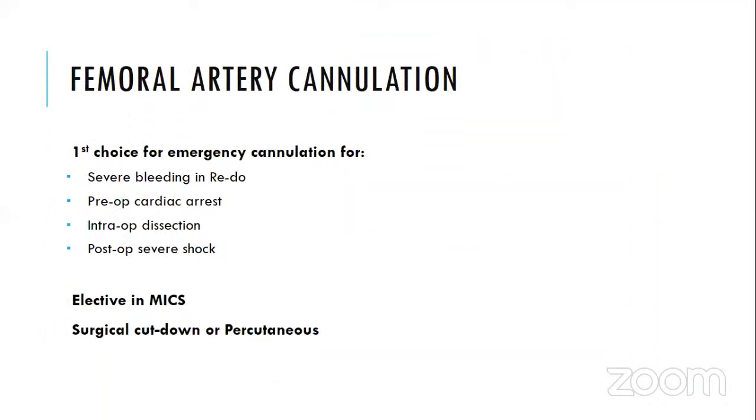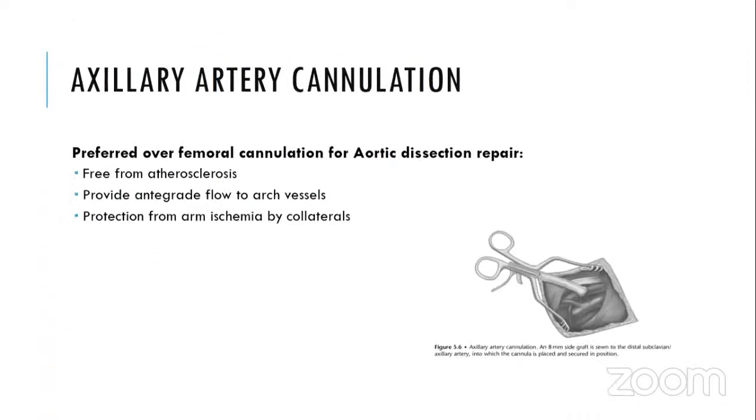Femoral artery cannulation is the first choice for emergency cannulation for severe bleeding, redo, pre-op cardiac arrest, intra-op dissection, and post-op severe shock. Electively, it can be inserted in MIS surgery. It can be done either by surgical cut down or percutaneous. We have also another technique, axillary artery cannulation, preferred over femoral cannulation for aortic dissection repair. Advantages are that the axillary artery is free from atherosclerosis, provides integrated flow to the arch vessels, and protects from arm ischemia by collaterals.